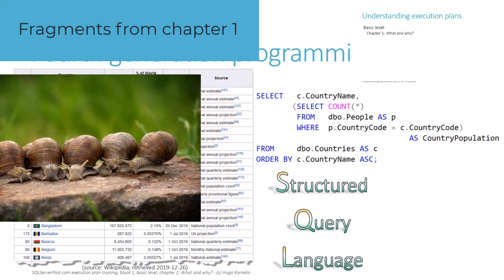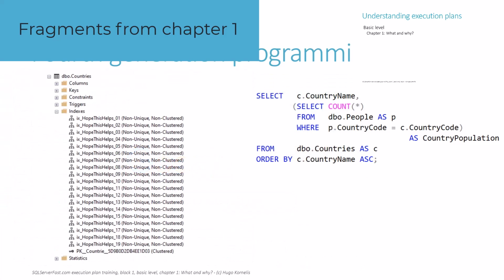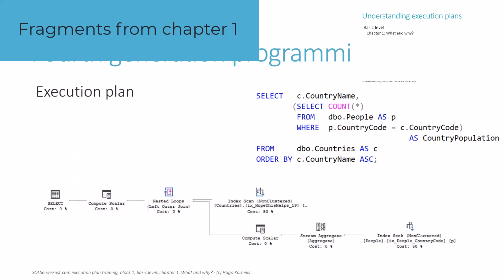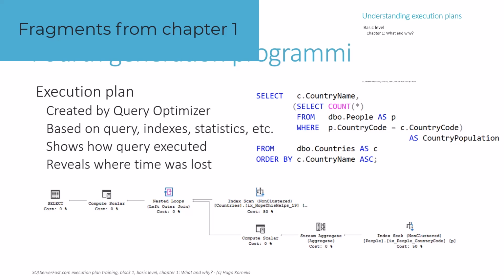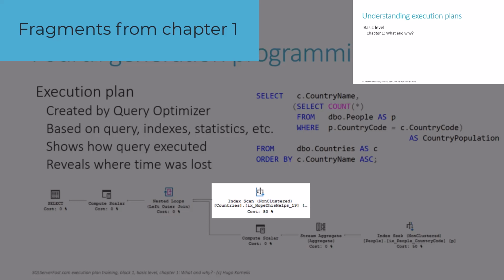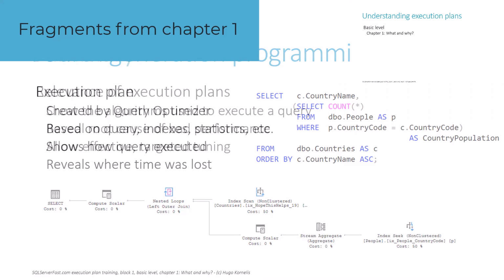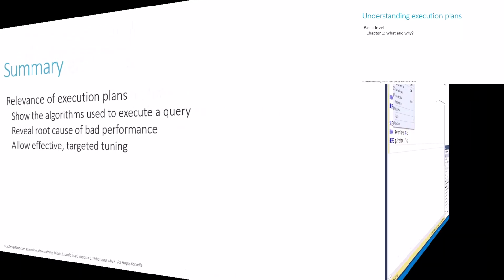The first chapter explains the basics of what execution plans are and why they are relevant when you try to troubleshoot a slow-running query. Instead of throwing stuff at the wall and seeing what sticks, execution plans allow you to pinpoint the exact cause of the bad performance, which means you can target specifically that root cause.